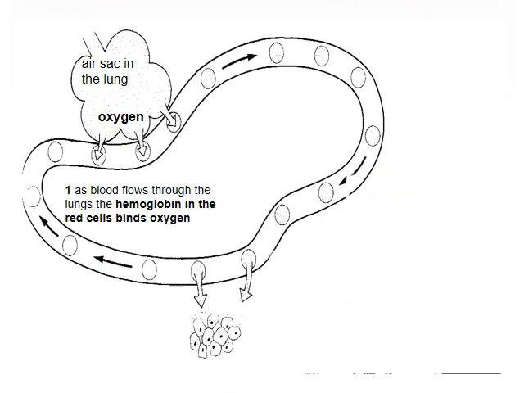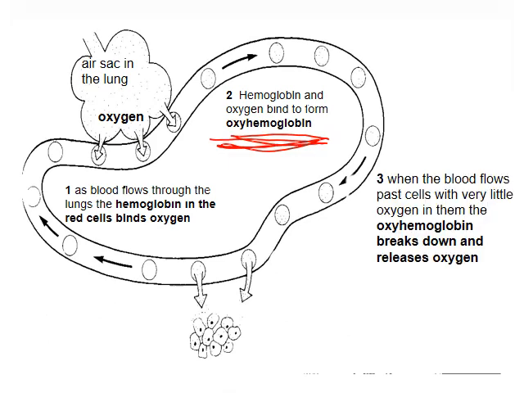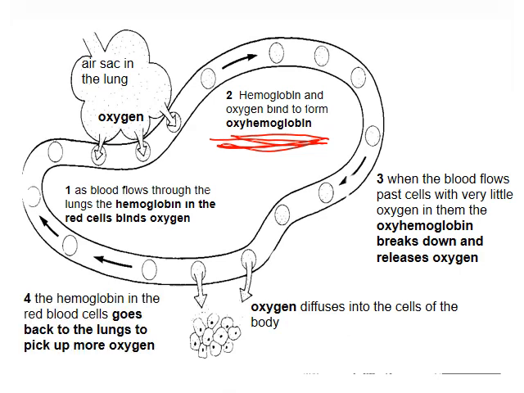This shows that as blood flows to the lungs, the hemoglobin in the red cells binds to oxygen. Hemoglobin and oxygen bind to form something known as oxyhemoglobin. Then, when the blood flows past cells with very little oxygen in them, oxyhemoglobin is going to dissociate and release oxygen. Oxygen diffuses into the cells of the body, and finally the hemoglobin goes back to the lungs, and the reaction occurs a second time, a third time, and so on.